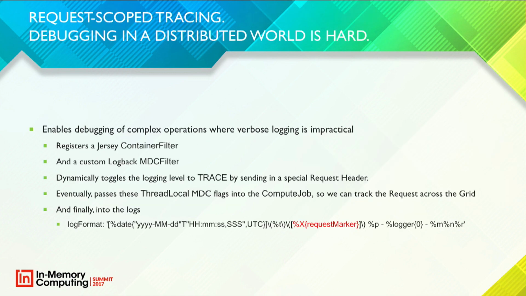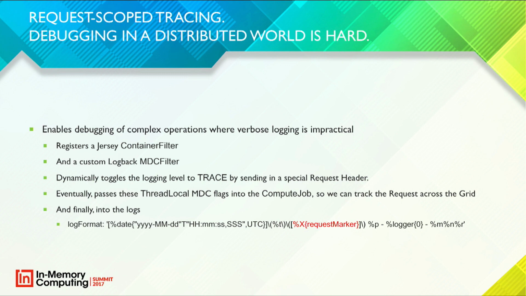And finally, about debugging, we've built request scoped tracing into the system as well. We already had request scope tracing in general. We've had it for quite a while. But of course, we had to adapt it for the compute grid, and we modernized it at the same time for Dropwizard. So what we do is we register a Jersey container filter and a logback MDC filter. And so when a request comes in, you can add a specific header to that request.